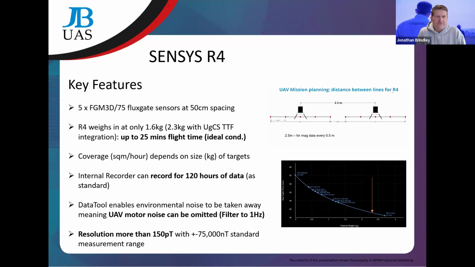So, a bit of an overview, some key features then. First of all, the R4, that pole that you saw, 2 meters in length, has fluxgate sensors at 50 centimeter spacing. That's the first thing. So you've got 5 on a pole, and those that know the R3 know it has 2 a meter. So better resolution, and you also get a wider swath than the R3. It's still only coming in at 1.6 kilograms.